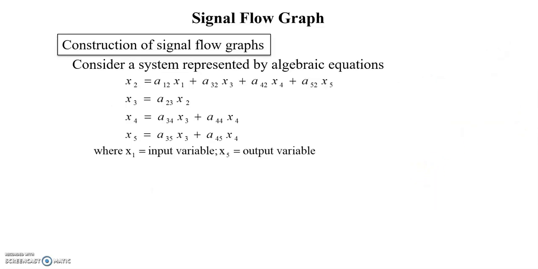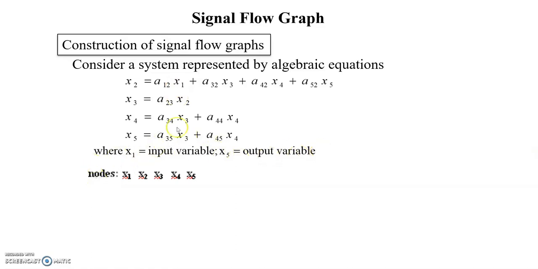Next, how to construct the signal flow graph. Consider a system represented by algebraic equations. The first equation is X2 equals A12 X1 plus A32 X3 plus A42 X4 plus A52 X5. Similarly, the second equation is X3 equals A23 X2. X4 is A34 X3 plus A44 X4. X5 is A35 X3 plus A45 X4, where X1 is the input variable and X5 is the output variable.